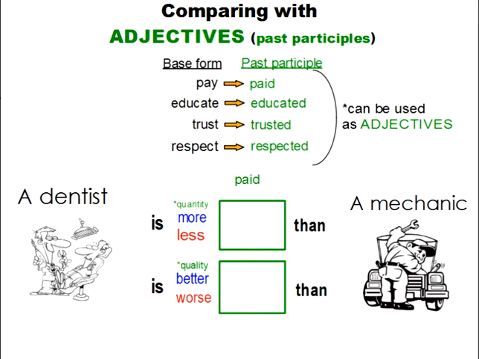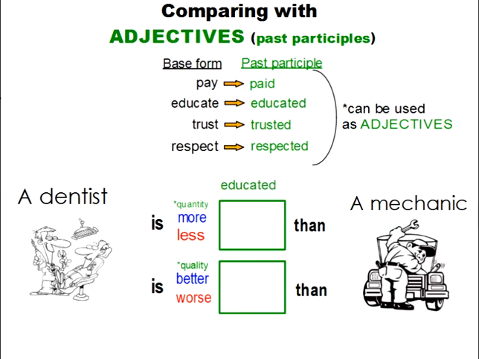So a dentist is more paid than a mechanic. Or a dentist maybe is better paid than a mechanic. So the quantity of the pay is more, and the quality of the pay is better. Okay, so I'm using that past participle as an adjective with more, less, better, and worse. Okay, let's look at the next one.